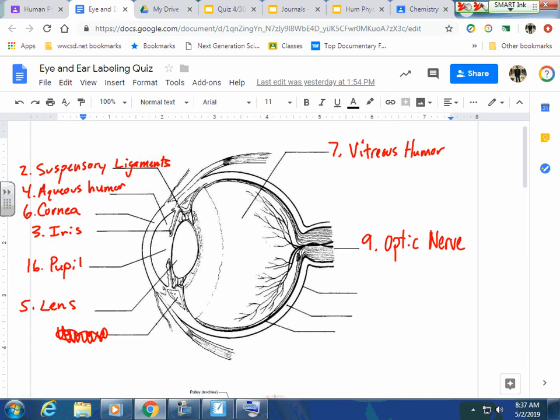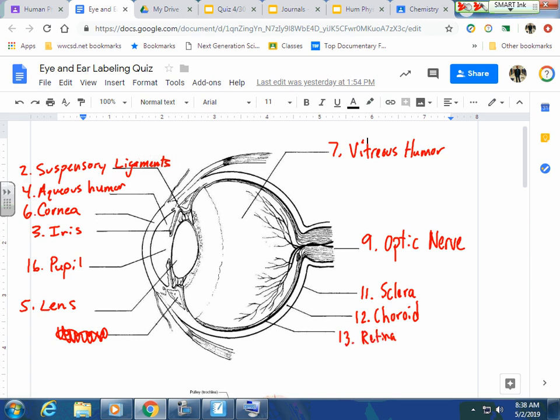And then 11, 12, and 13 are the layers of the eye. I don't really like the way they have them labeled on this diagram, but it's going to be something like this. 11 is pointing at the outermost portion. That's going to be the sclera. 12 is pointing at the layer underneath that. That's going to be the choroid. And number 13 is the innermost layer, and that's going to be the retina.